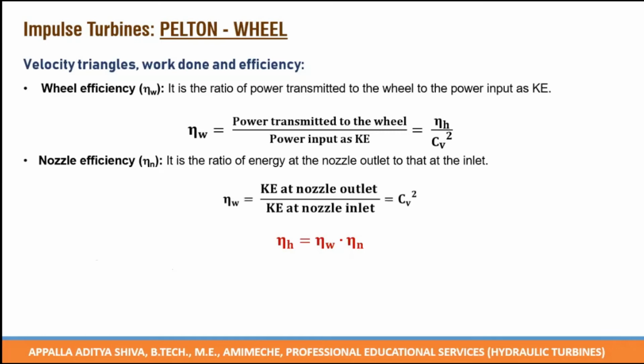Next, we have wheel efficiency. We initially considered the nozzle and the blade set to be as one. However, we can split it into the wheel and the nozzle, and we have two expressions for wheel efficiency and nozzle efficiency also. The expressions are listed as below.